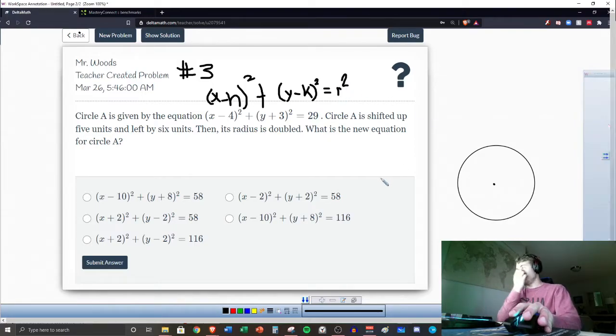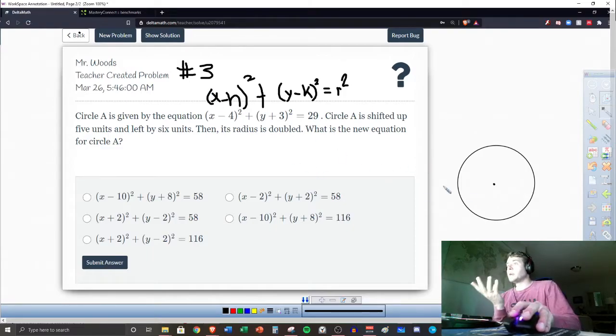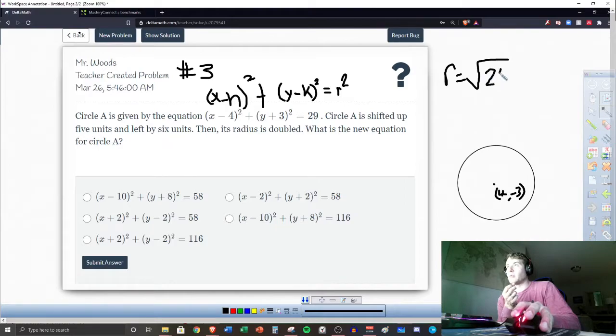Okay, so on this one, the first thing we know is that the circle starts at the center point. This is 4, and then this is actually -3. You always change the signs when you pull those out. Okay, so there it is. And it tells us that this 29, well, the 29 is not the radius, by the way. The radius would be square root 29. So that's important.